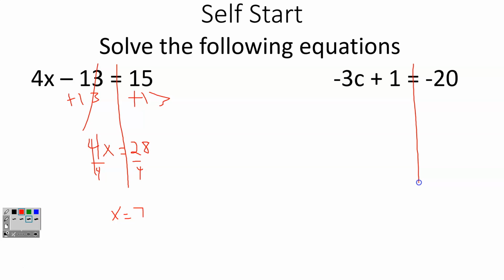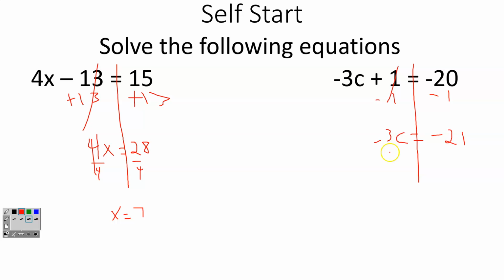Over here, draw my fence. I need to get rid of the plus 1, so the inverse operation is to subtract 1. That gives me a negative 3c on this side, and a negative 20 minus 1 gives me a negative 21 on this side.